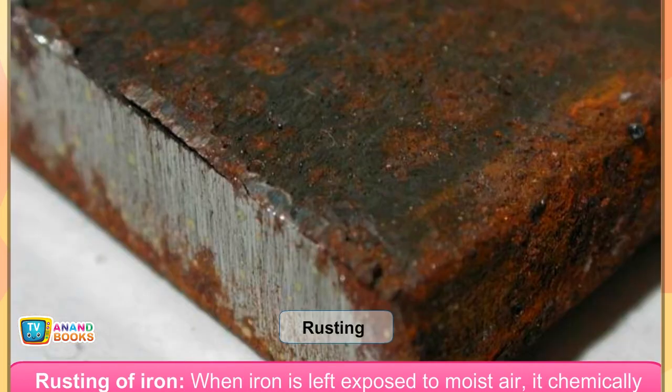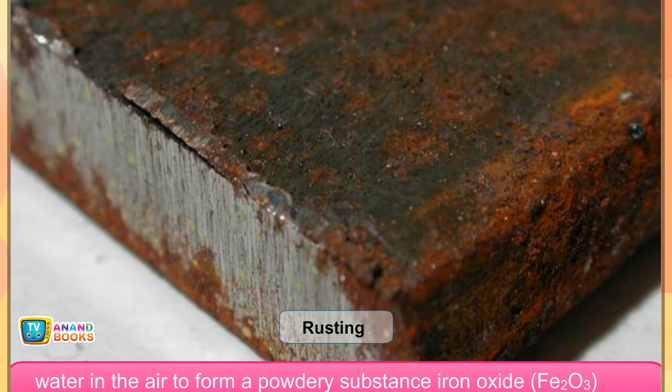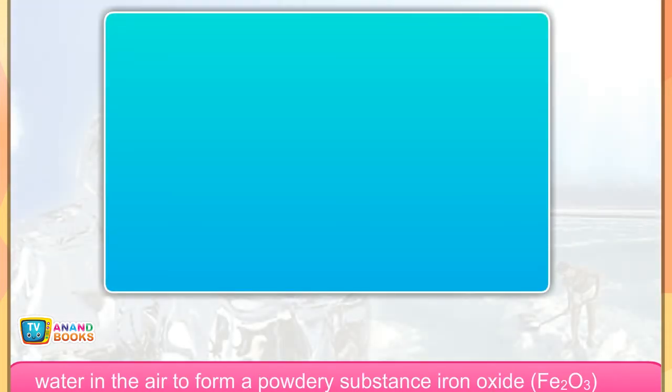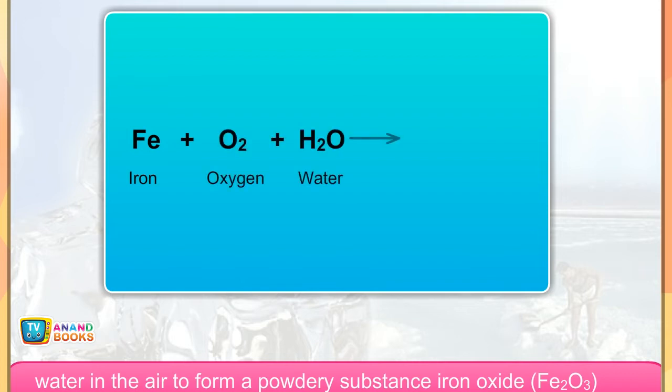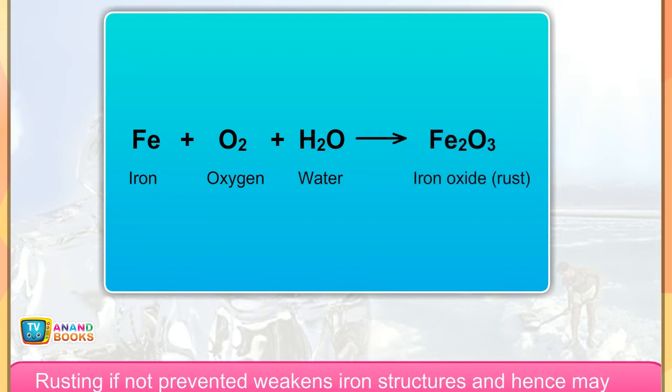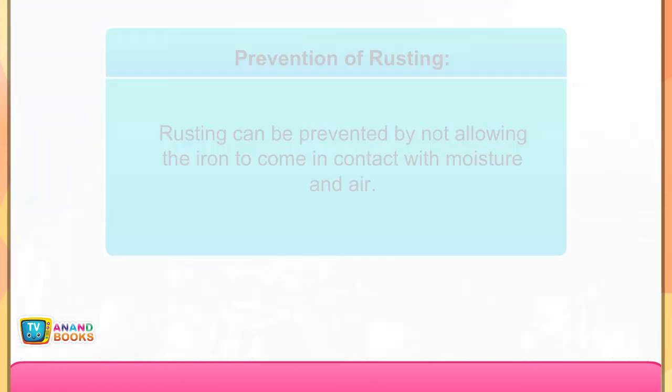Rusting of iron. When iron is left exposed to moist air, it chemically reacts with oxygen and water in the air to form a powdery substance, iron oxide, Fe2O3, known as rust. Fe (iron) plus O2 (oxygen) plus H2O (water) gives Fe2O3 (iron oxide or rust). Rusting, if not prevented, weakens iron structures and hence may cause heavy losses.